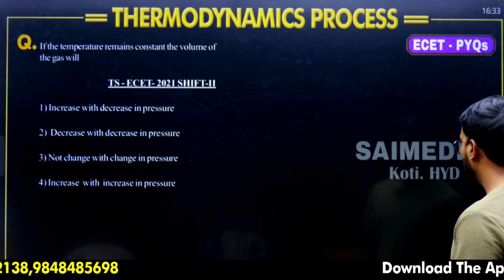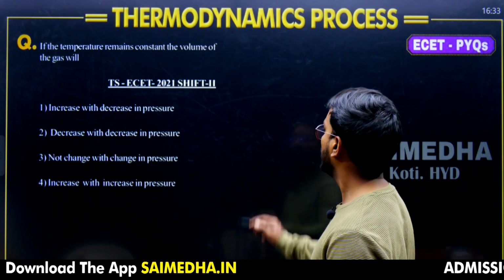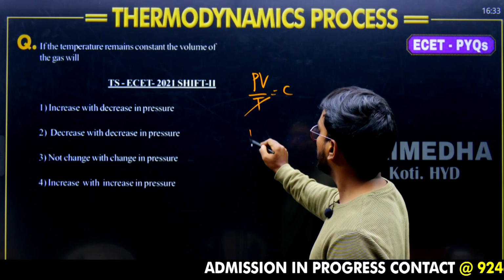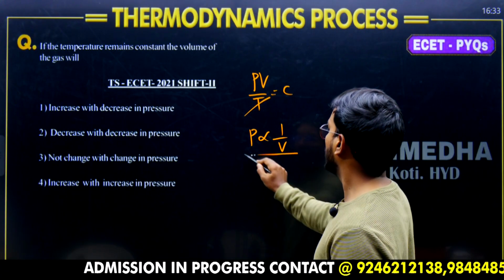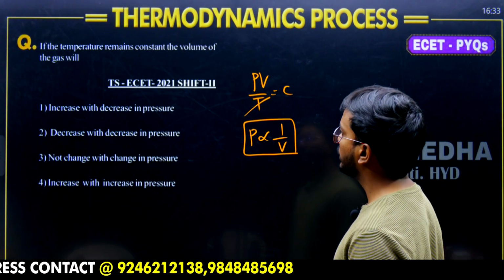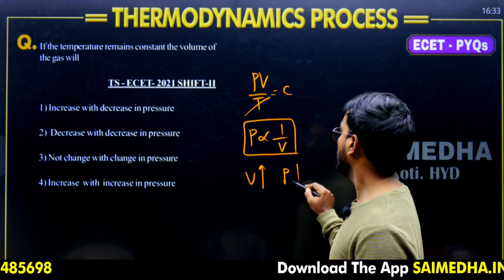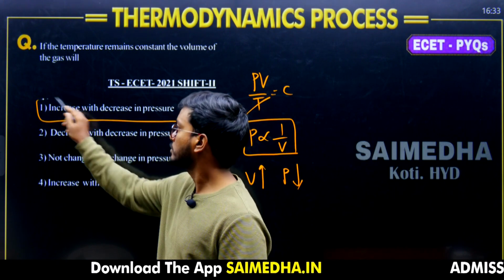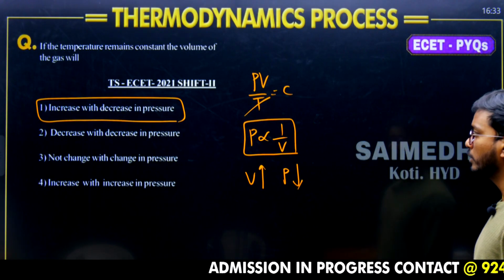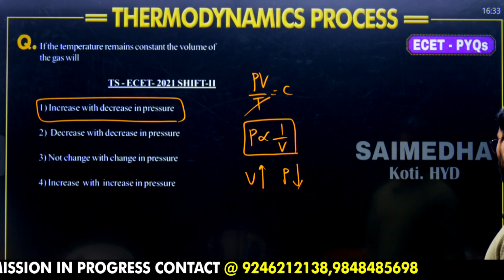Moving on to question number 9. If the temperature remains constant, the volume of the gas will... Temperature is remaining constant. If temperature is constant, then what is the relation between pressure and volume? Both are inversely proportional to each other. That means the volume of the gas will increase when pressure decreases. Very simple question. If you remember the PV by T relation, you can easily identify it for constant temperature.